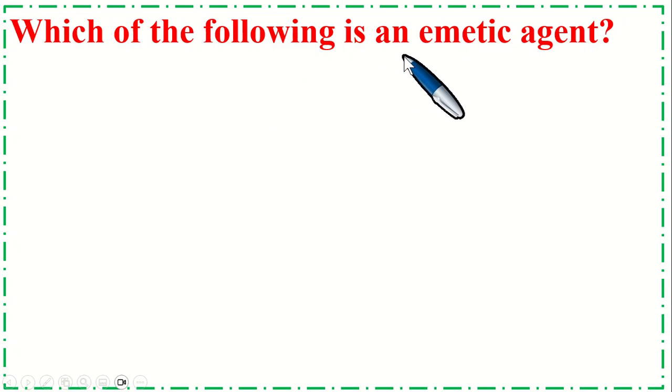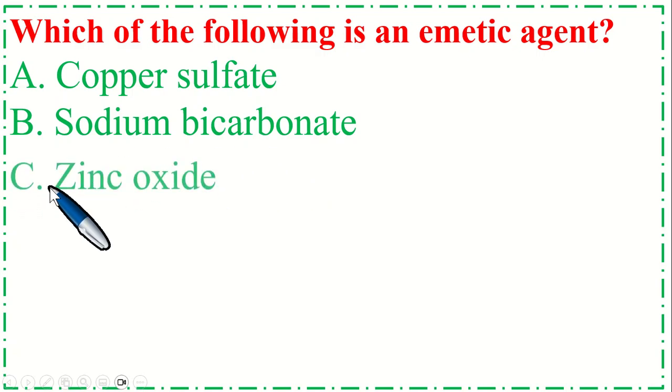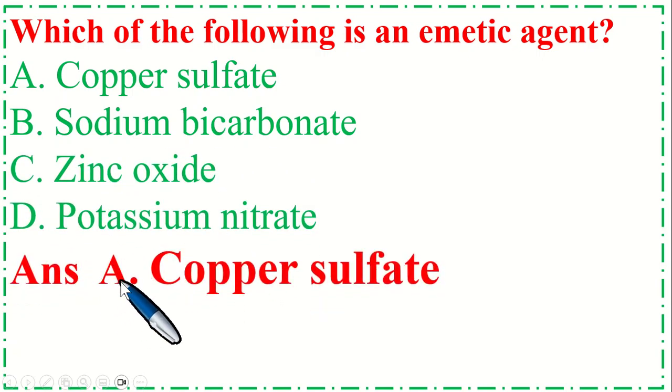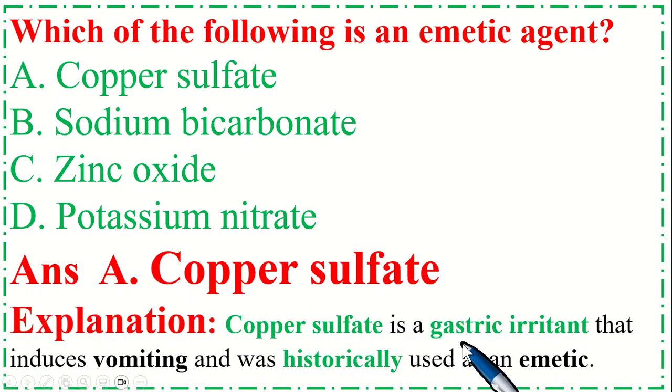Which of the following is an emetic agent? Option A, copper sulfate, B, sodium bicarbonate, C, zinc oxide, and option D, potassium nitrate. So the correct option is A, copper sulfate. Copper sulfate is a gastric irritant that induces vomiting and was historically used as an emetic.